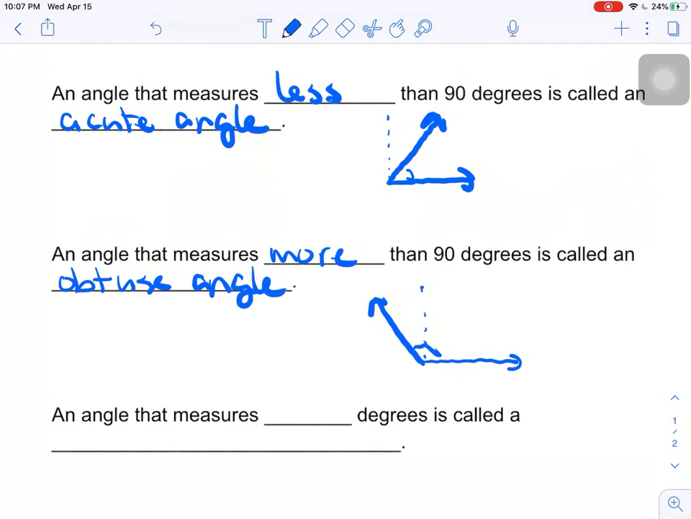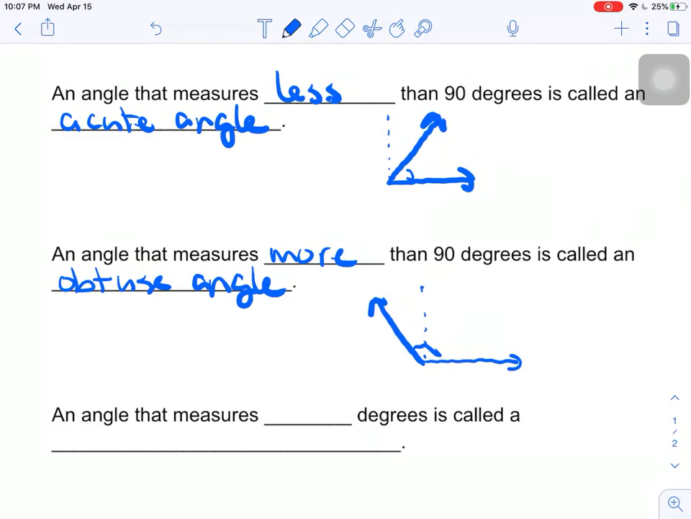Some people have a hard time remembering acute and obtuse, so you do need to tell the difference between those. Acute is little, obtuse is big. That's just to make sure that you're not getting those two things confused.